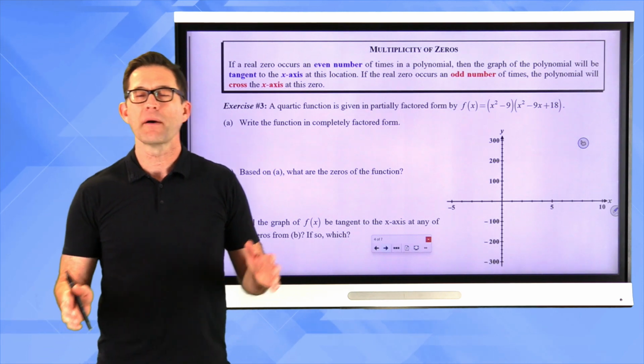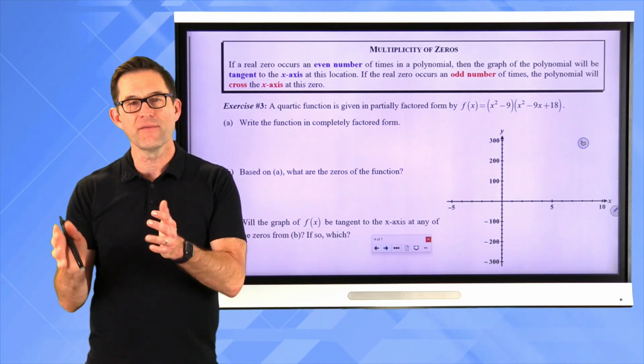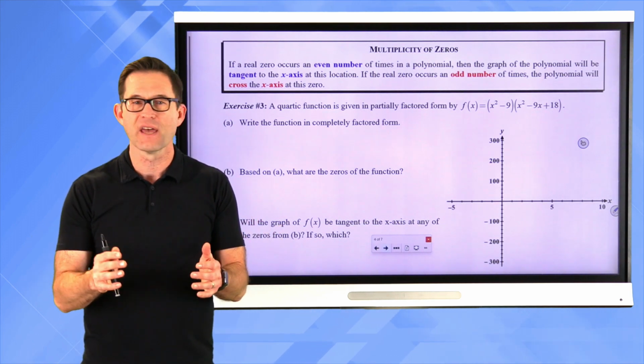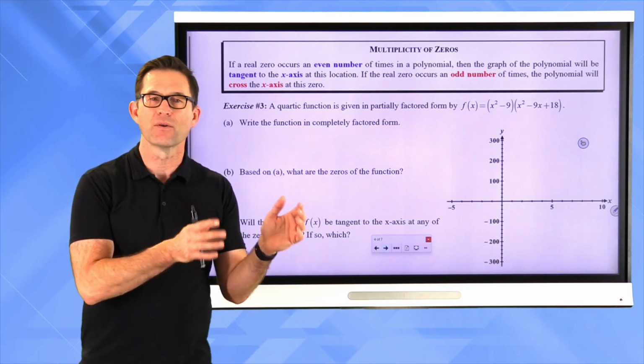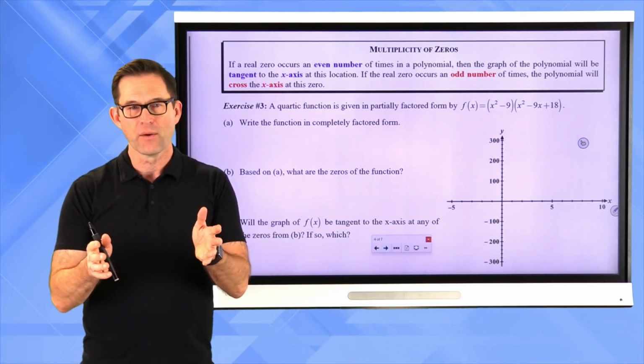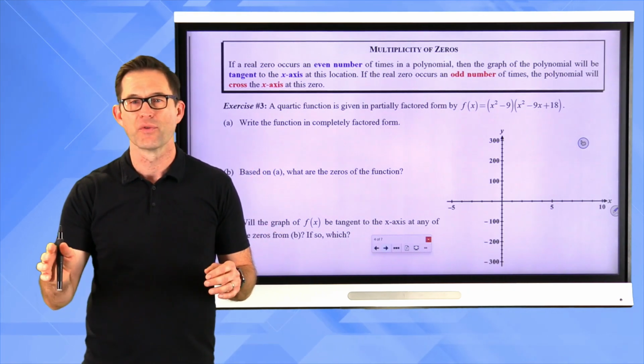Now, of course, we could talk about zeros, we could talk about factors, right? So the factors are what are giving us the zeros. So we could say if a factor shows up an even number of times, then the zero that comes from that factor will be a tangent zero. And if it shows up an odd number of times, it'll actually go through the graph.